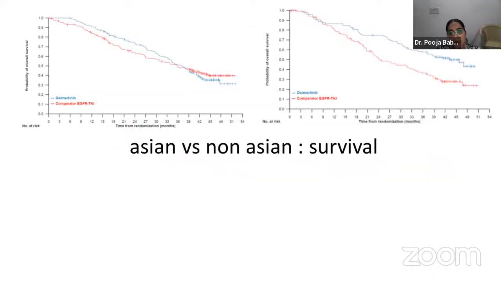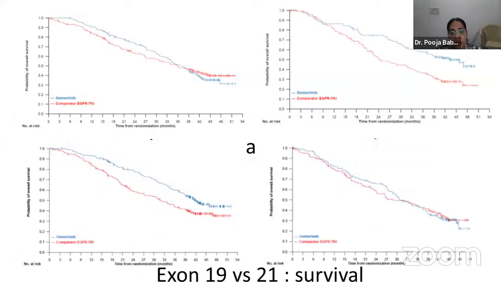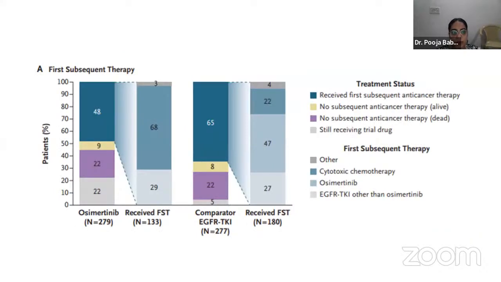Asian versus non-Asian, as we have seen in the AURA trial, especially for overall survival benefit with osimertinib, there was no difference between Asian and non-Asian. Whereas in terms of progression-free survival, either in AURA or FLAURA trial, there was a benefit. Again, the graphs depict that exon 19 is way better than exon 21 in terms of survival.